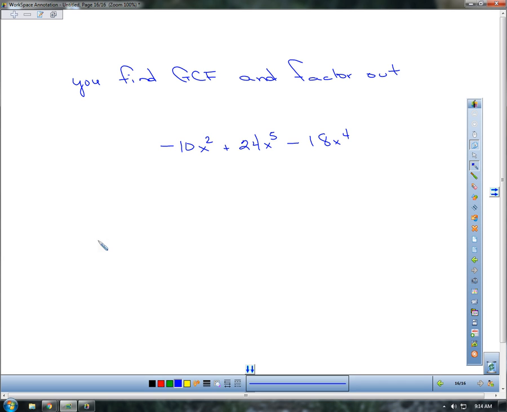So what I want you to do right now is to hit pause, work this problem out, and then hit go and see if you got it right. So do that now. Push pause.